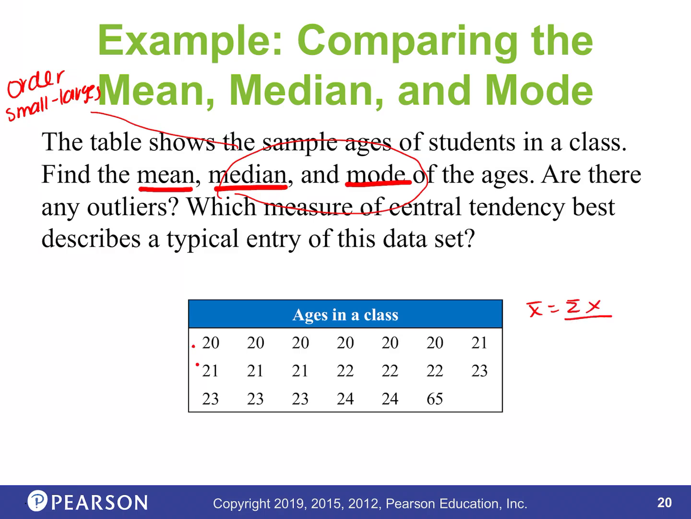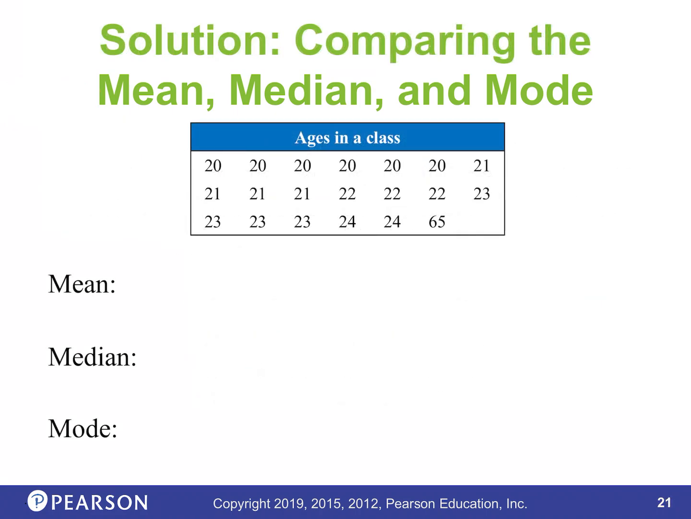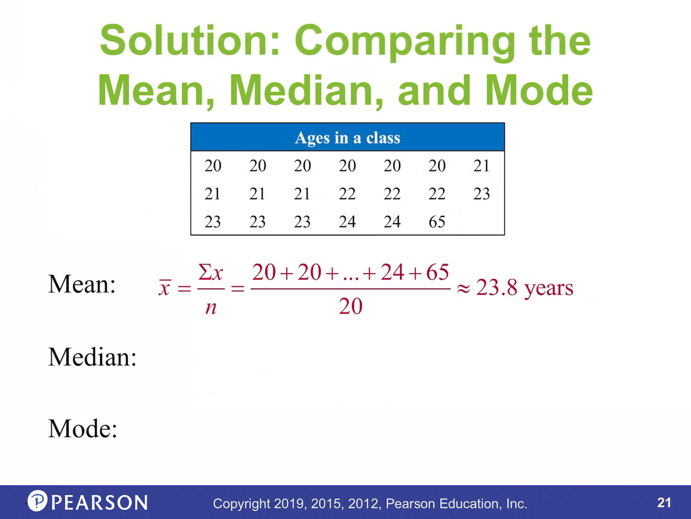So we have 1, 2, 3, 1, 2, 3, 4, 5, 6. 3 times 6 is 18 plus 2. We have 20. So we have to add them all up and divide by 20. And that does it. Here it shows the work for us. So take the time to practice with your calculator. Add them all up and divide by 20, and you should get 23.8.